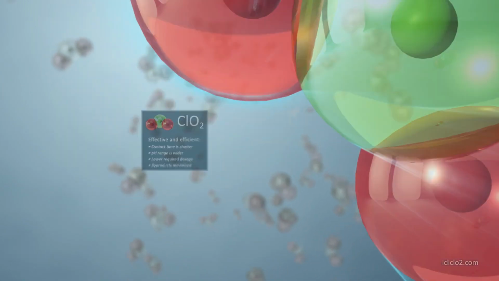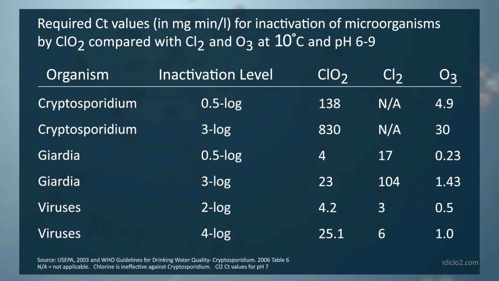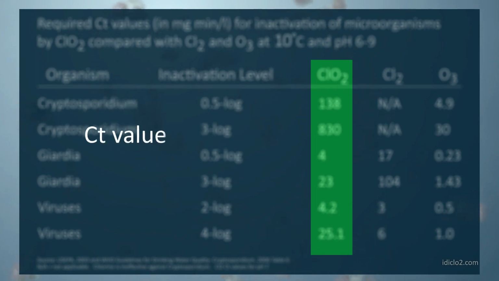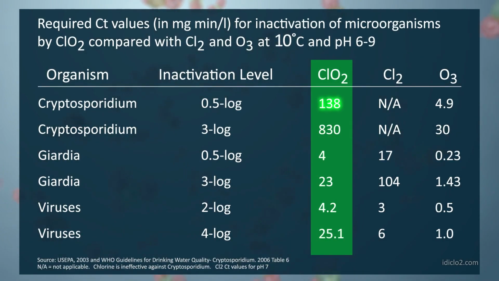And as demonstrated in the EPA's Office of Drinking Water Guidance Manual, ClO2 is a very strong disinfectant with a CT value second only to ozone. The CT value is defined as concentration multiplied by time to achieve a desired disinfection performance. The lower the number, the stronger the disinfectant.